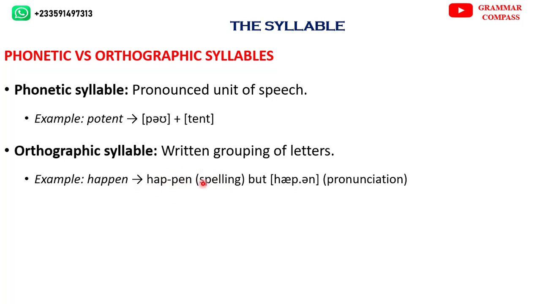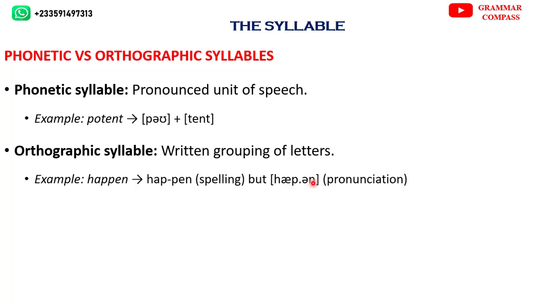But this is just the spelling of the word. The pronunciation is happen, that the letters are not the same as the sound, how it is pronounced. So that is the orthographic syllable. It is based on letters, not always on how the word really is pronounced. So for the word happen, the orthographic syllable will be hap-pen. We will use hyphen to break down the 2 syllables in the word. But in pronunciation, this is how it is broken.